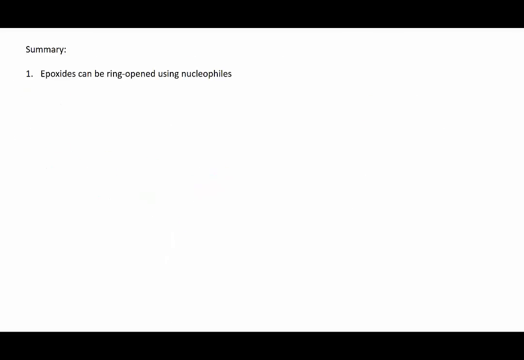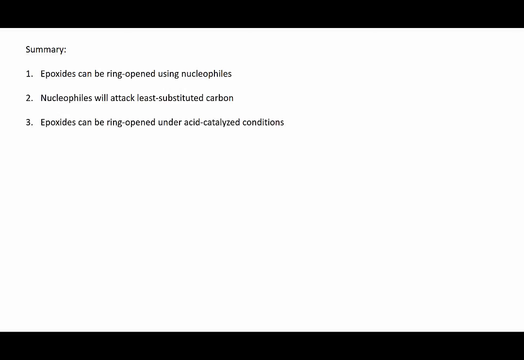To summarize, epoxides can be ring opened using nucleophiles, which allows us to install a wide variety of functionalities to a carbon atom. Nucleophiles will always attack the least substituted carbon in these examples. We can also ring open an epoxide under acid catalyzed conditions, and if we use these conditions, we can force a nucleophile to attack a tertiary carbon instead of the least substituted carbon. So essentially, acid catalyzed reactions will reverse the site of attack.